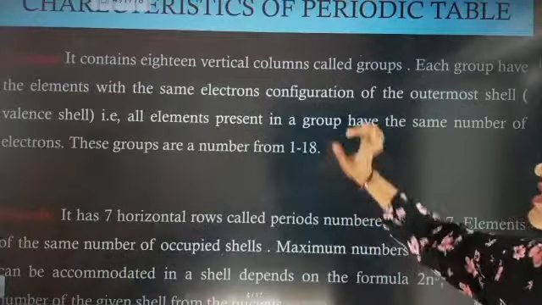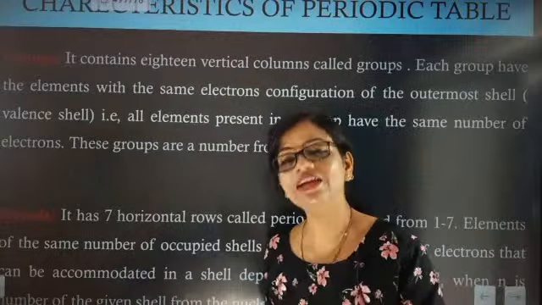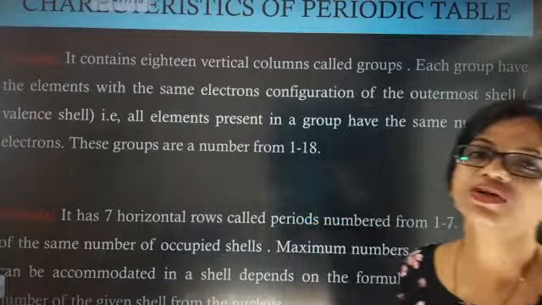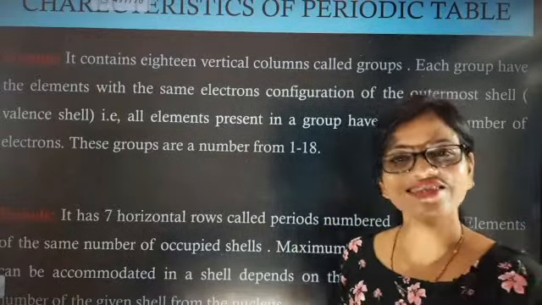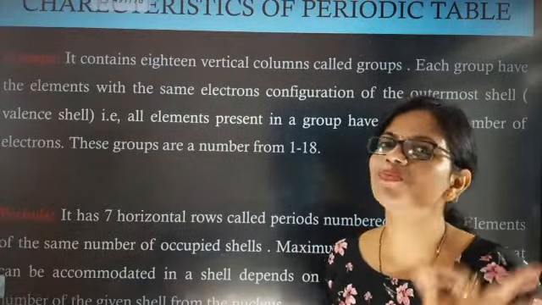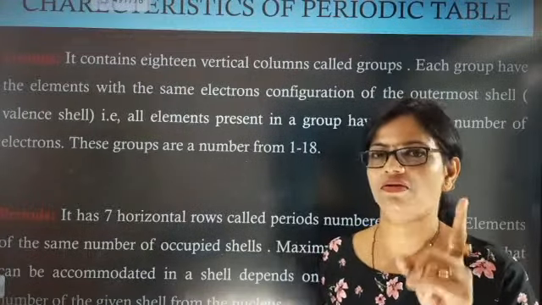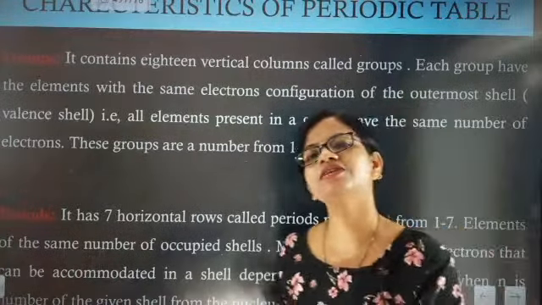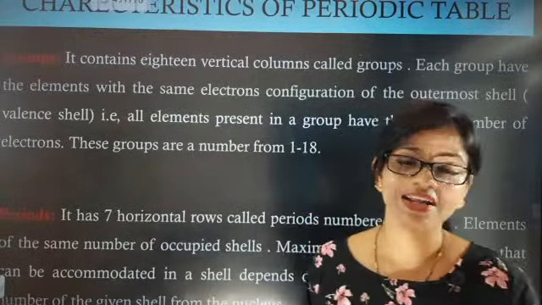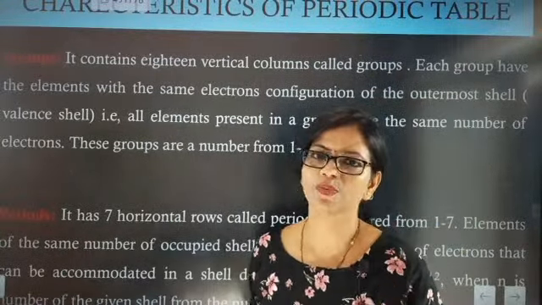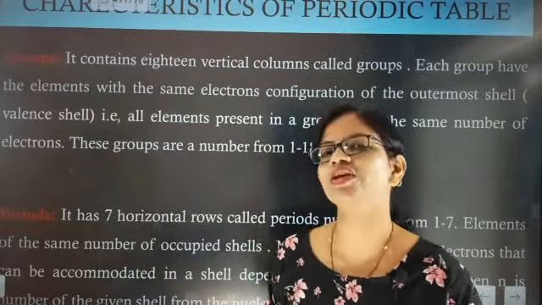Now, groups: in the periodic table, how many total vertical columns are there? Total 18 vertical columns, and these vertical columns are called groups. We know that the valence electrons in a specific group are fixed. Like in S1, the valence electron is 1, so valency is 1. They are capable of donating 1 electron to attain the nearest noble gas configuration.